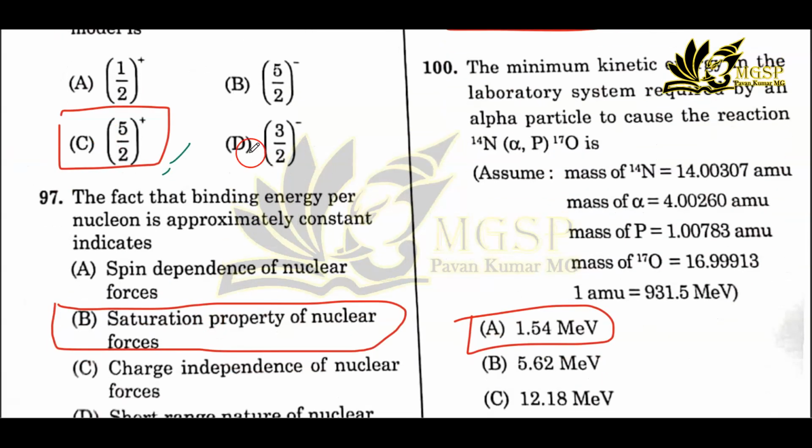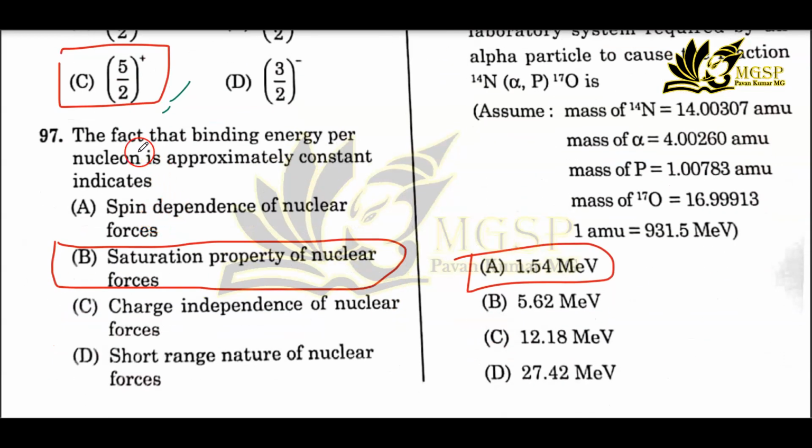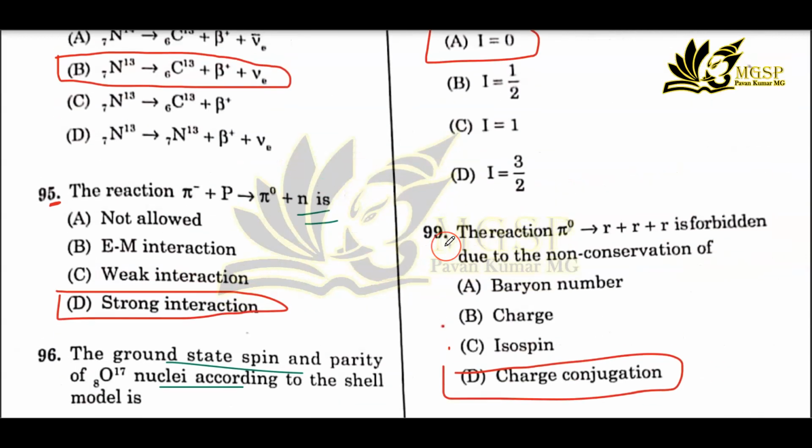I have written the table. If you look into that, you can solve this. I think I have given an example like this in the class. You can check this one. So the answer is C only. The fact that the binding energy per nucleon is approximately constant indicates the saturation property of nuclear force.